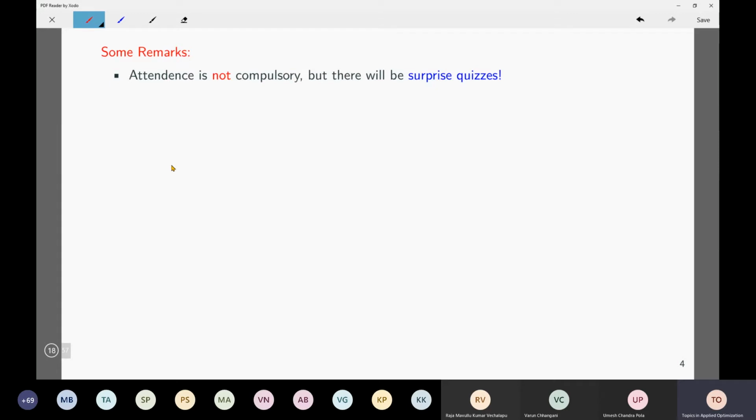So it will be more about whether you are following the basic things and so on. And this will give you immediate feedback to see, to revise if it is needed.